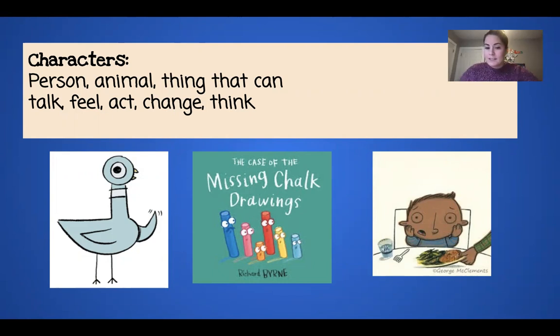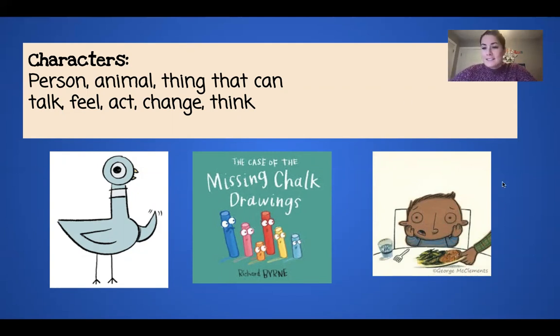The characters say in the pigeon, he's an animal, but he's a main character because he does all those things. Do you see that one where it says the missing chalk drawings? They're things. They were chalk, right? But in that story, they came alive. So they had feelings, they were acting, they were changing, they were thinking, they were talking to each other. So that made them characters in the story, even though they weren't a person or an animal.